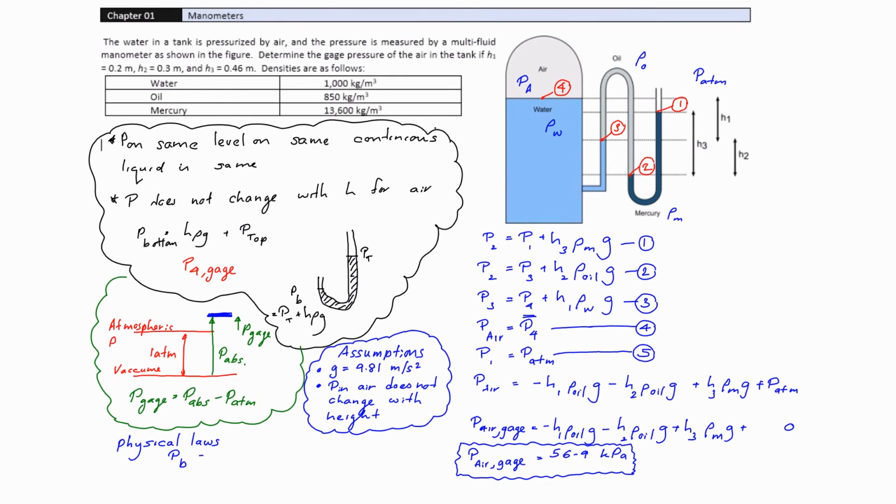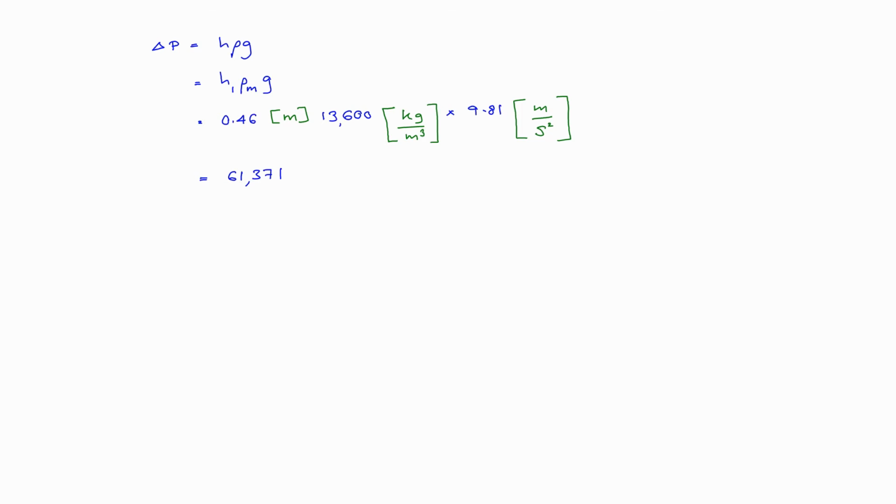Now I told you the unit conversions are important. Now let's look at the unit conversions. How do we convert H rho G into pressure units? Let's consider the pressure difference between points 1 and 2. For this, the height is 0.46 meters and the density is the density of mercury. Now when we multiply, we get this value. Now what about the units? When I multiply meters, kilograms per cubic meter and meters per square second, I'm getting kilograms per meter second squared.